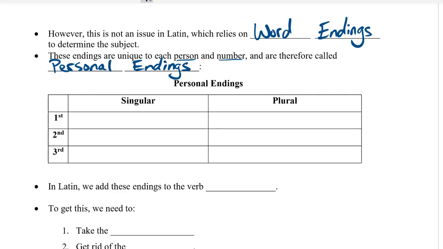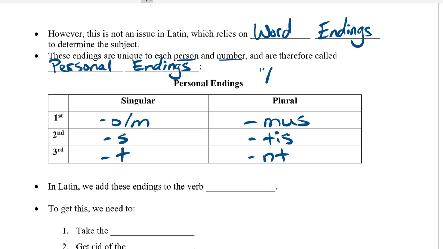And those personal endings for Latin, here they are. There's O or M, S, T, mus, tis, and nt. Okay? And the way that I learn them is just to run through them. So O M S T mus tis nt, O M S T mus tis nt.